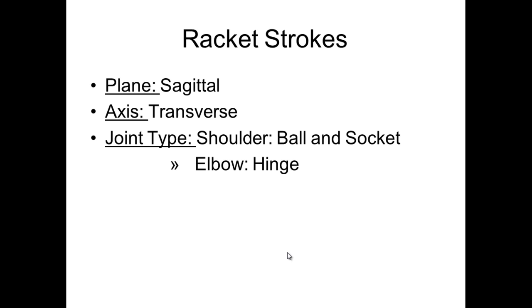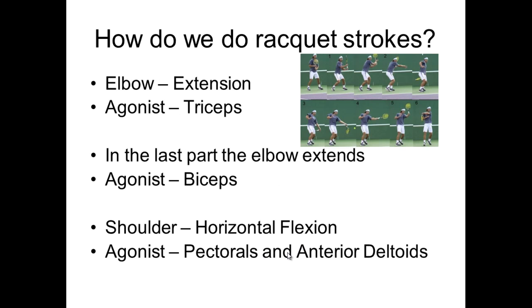Now with a racket stroke, it's very similar to throwing, and again it's through the sagittal plane, and it operates through the transverse axis. The joint type at the shoulder is again the ball and socket, and the elbow is a hinge, very similar to what you'd expect with throwing. If you look at this position where the racket's being drawn backwards, the elbow will be extended back out. So this is very much like the withdrawal phase in throwing, and therefore the agonist at that point will be the tricep.